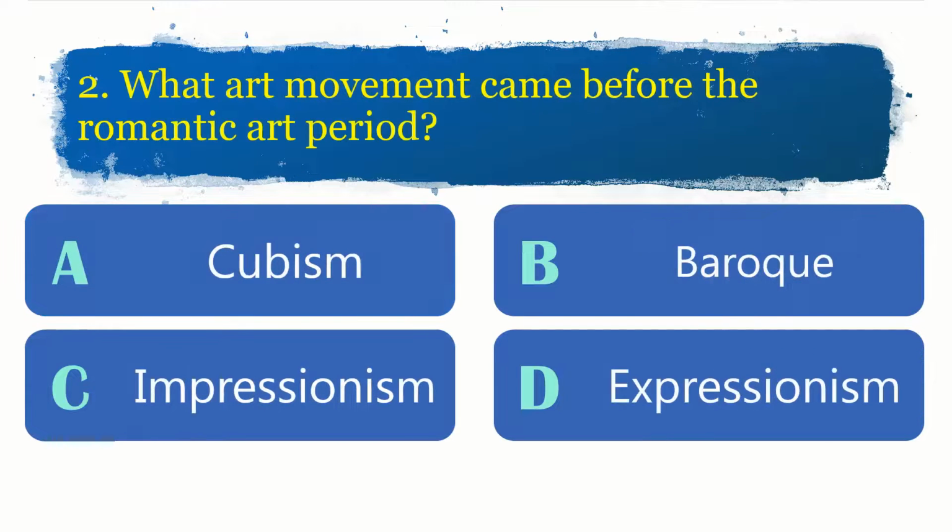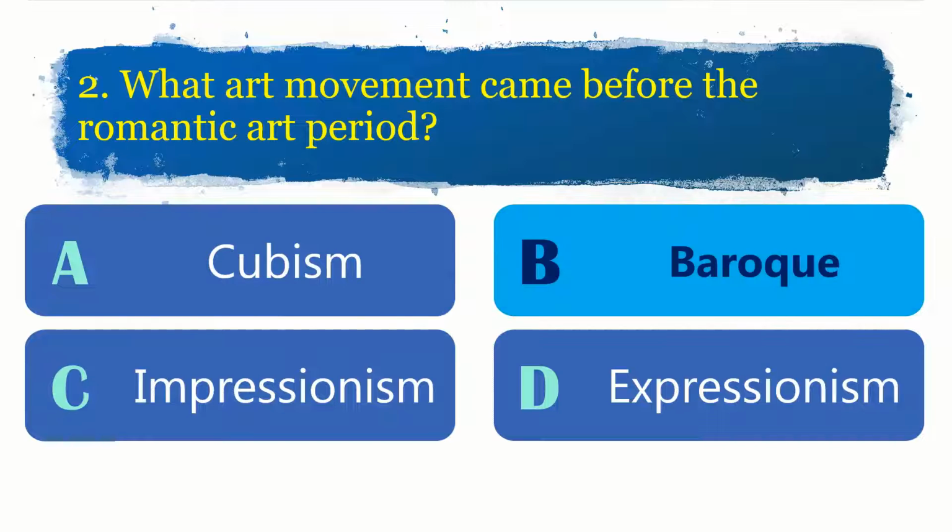1200s. 2. What art movement came before the Romantic art period? A. Cubism, B. Baroque, C. Impressionism, D. Expressionism. The correct answer is B.